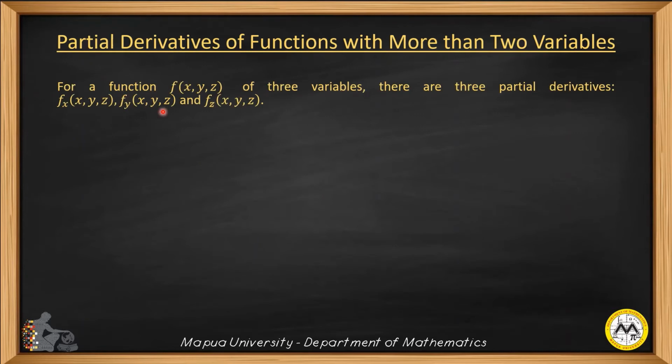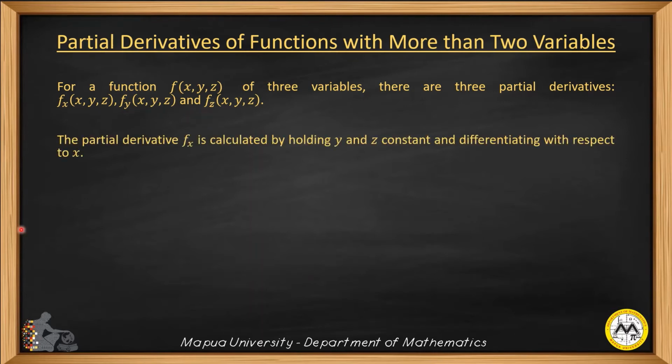So if we have the function f of x, y, z, a function dependent on three variables, then we would be able to determine the partial derivative of f with respect to x, or with respect to y, or with respect to z as follows. So the partial derivative of f with respect to x is calculated by differentiating the function f with respect to x, holding y and z constant.